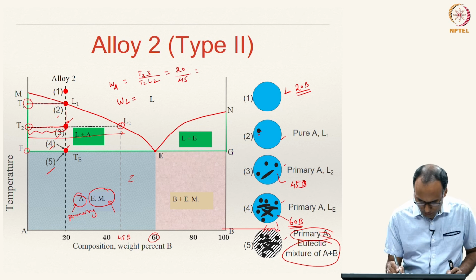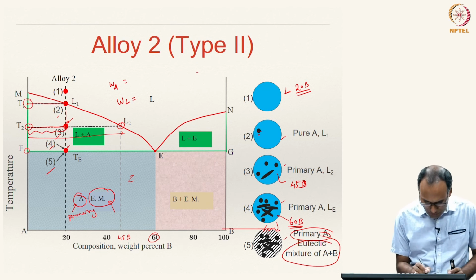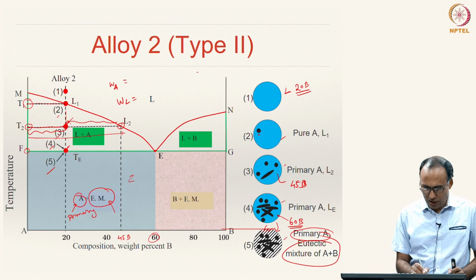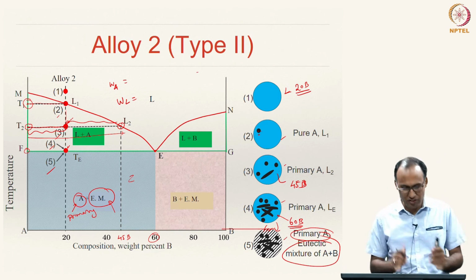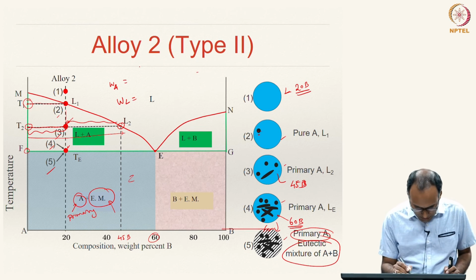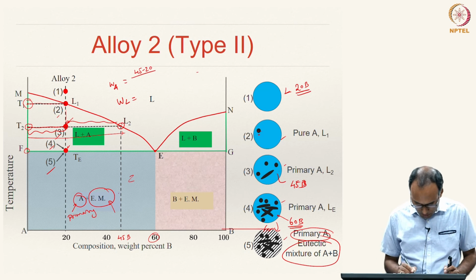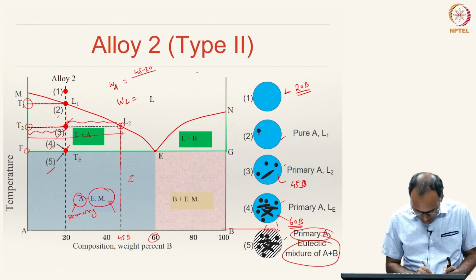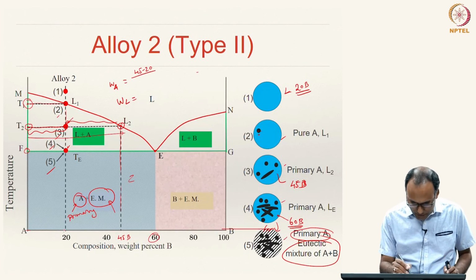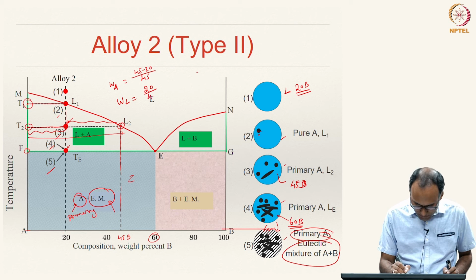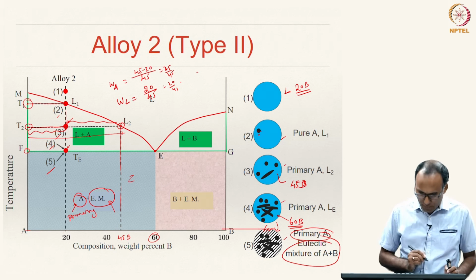I am sorry, the weight fraction of A will be this distance, because the portion that is touching the liquidus line is what we need to take. So, that is 45 minus 20, because this distance will be the total distance minus this distance, 45 minus 20 divided by 45, that is 25 by 45, and the weight fraction of liquid is 20 by 45, right.